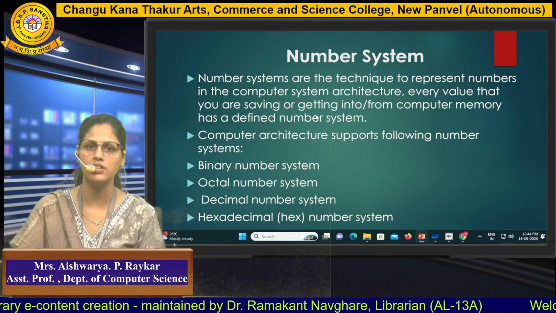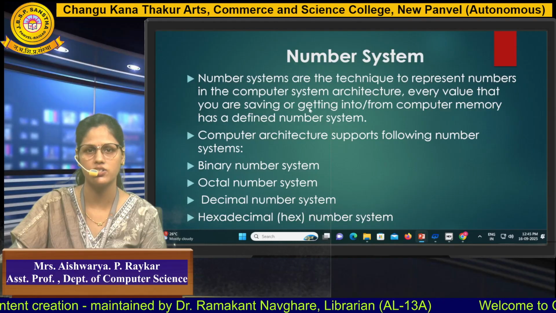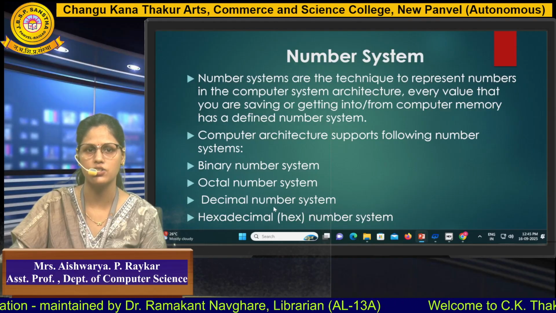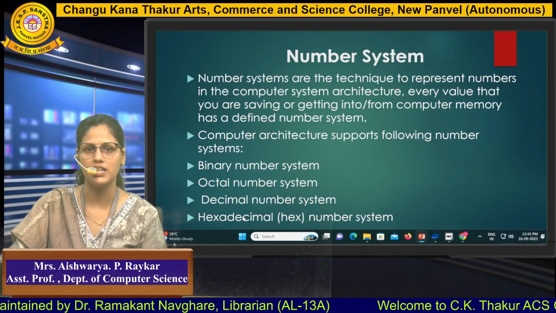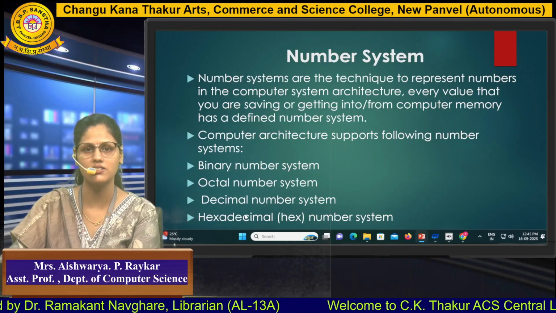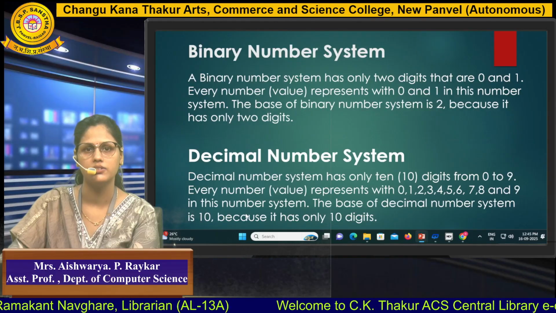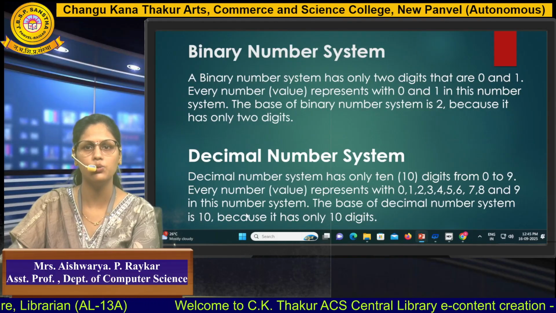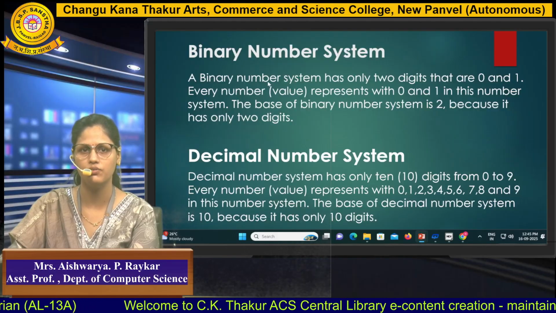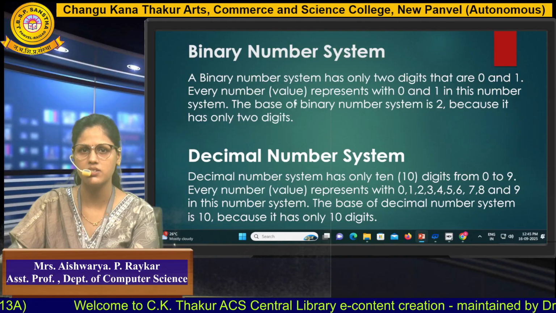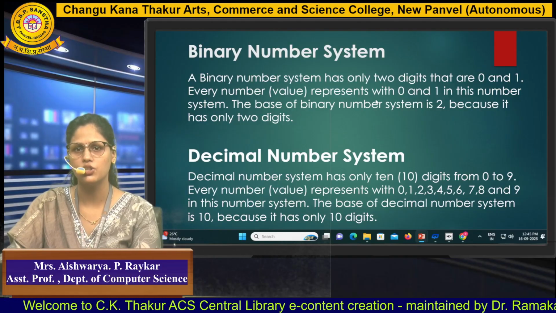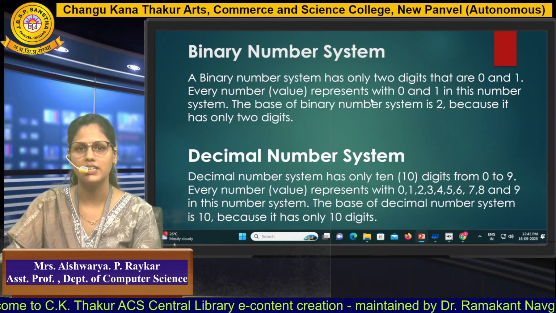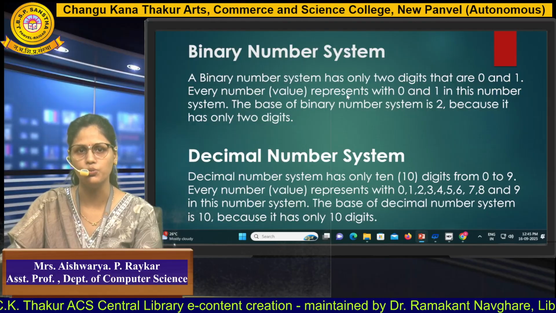Now there are basically 4 number systems in our computer architecture. First is binary, second is octal, third is decimal, then the hexadecimal. Now let's discuss these one by one. First is binary. As the name indicates, binary has only 2 digits, namely 0 and 1. Every number is represented within 0 and 1. So as it is binary, it has a base of 2.